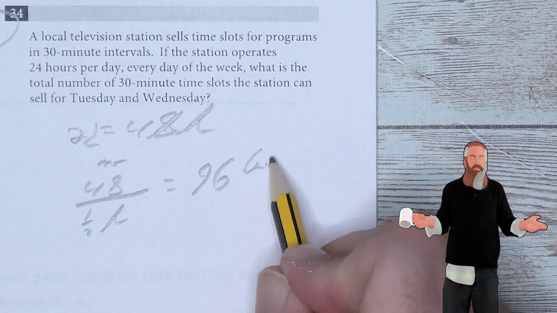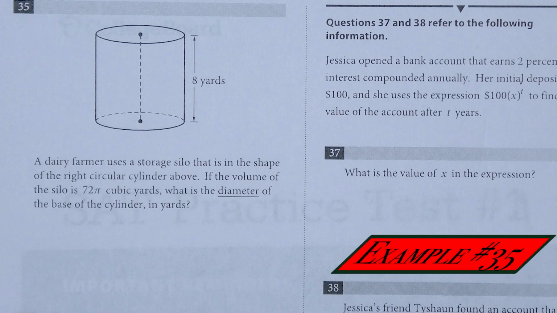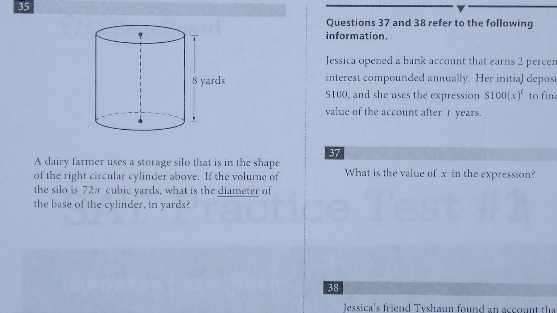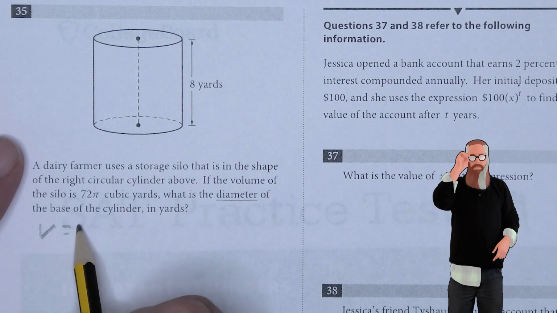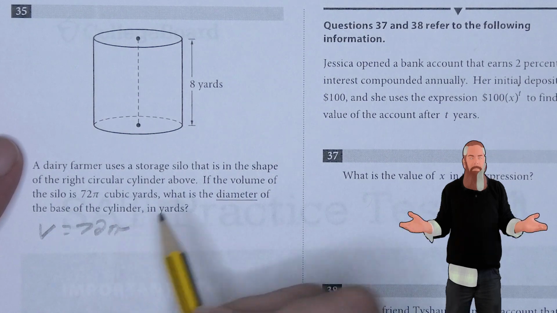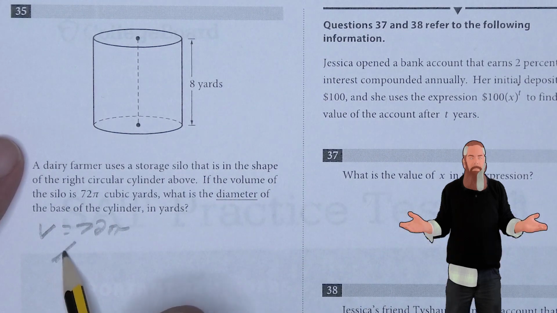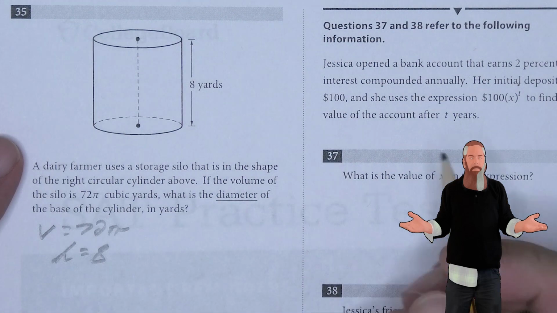A dairy farmer uses a storage silo that is in the shape of a right circular cylinder like above. If the volume of the silo is 72 pi cubic yards, what is the diameter of the base of the cylinder in yards? So we know that the volume is 72 pi. We also know that there is a height of 8.